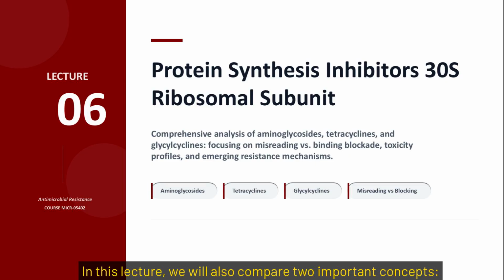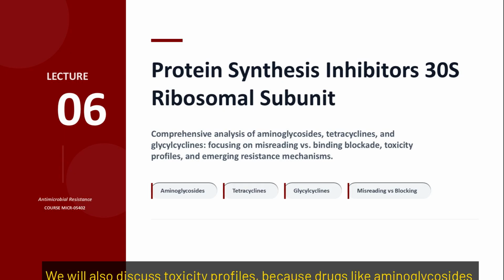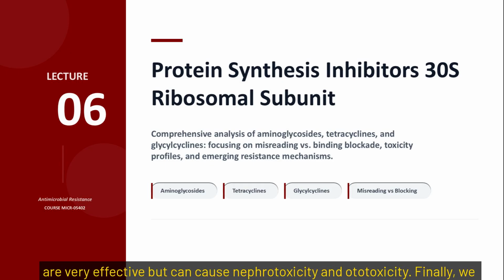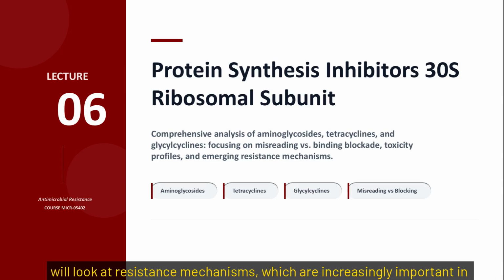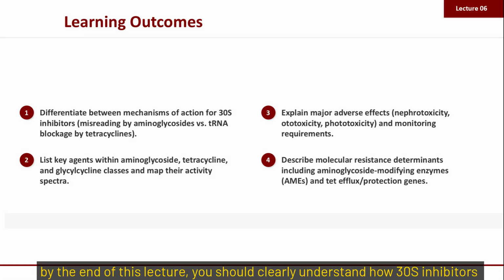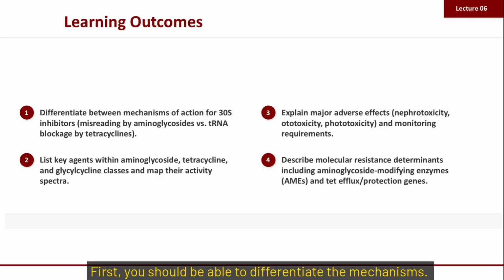In this lecture, we will also compare two important concepts: misreading versus blocking, because this difference explains why some drugs kill bacteria while others only inhibit growth. We will also discuss toxicity profiles, because drugs like aminoglycosides are very effective but can cause nephrotoxicity and ototoxicity. Finally, we will look at resistance mechanisms, which are increasingly important in clinical practice. By the end of this lecture, you should clearly understand how 30S inhibitors work and how they differ from each other. First, you should be able to differentiate the mechanisms.